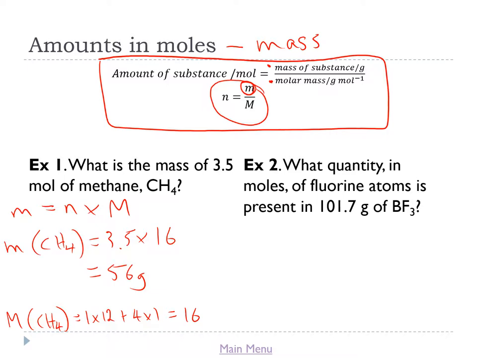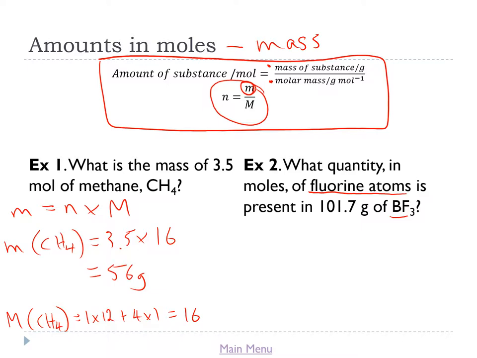Now, example number 2. What quantity in moles of fluorine atoms is present in 101.7 grams of BF3? This is going to be a bit more difficult because we're looking not at the number of moles of BF3, but the number of moles of fluorine atoms in the BF3. So let's see how that pans out.